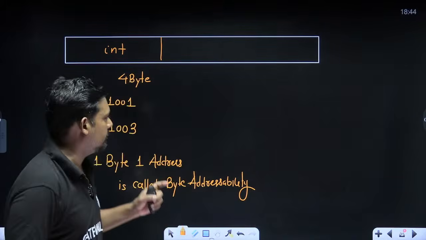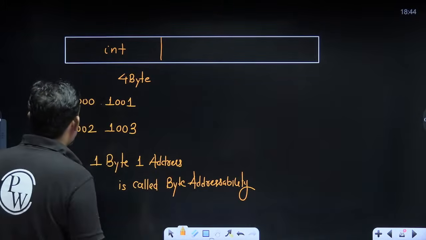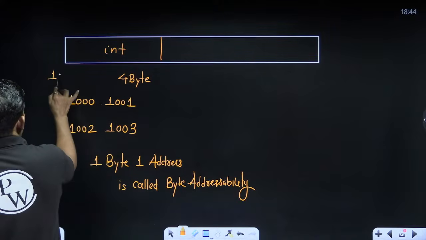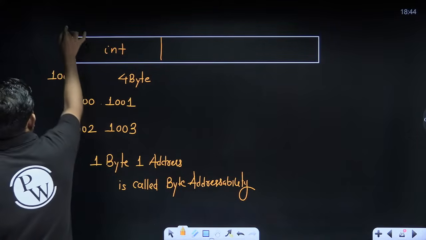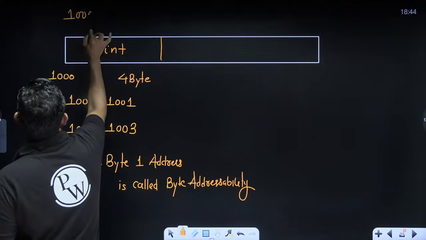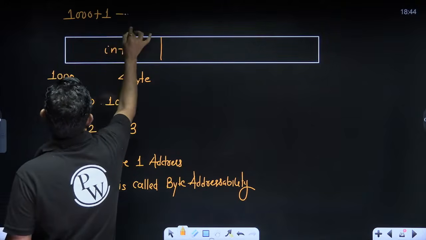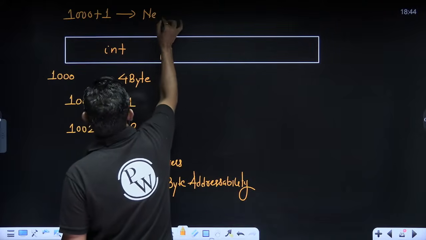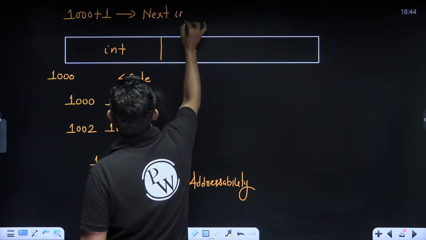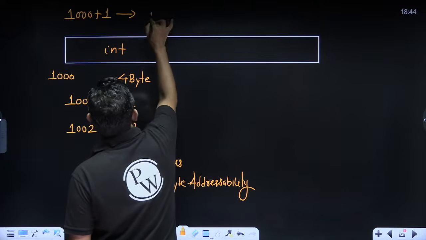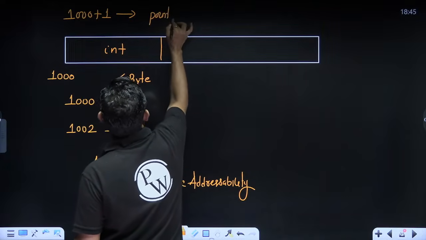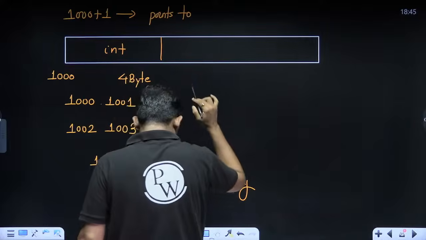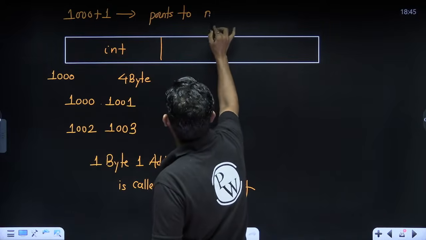Very good evening. So now if the starting address of an integer is 1000 and I say 1000 plus 1, it is an address, and it points to the next integer.